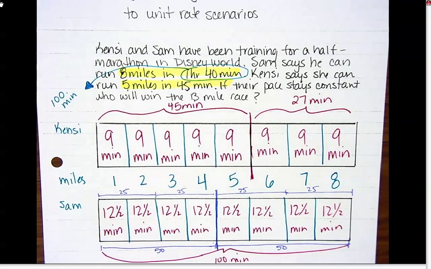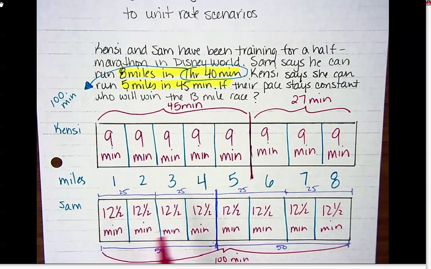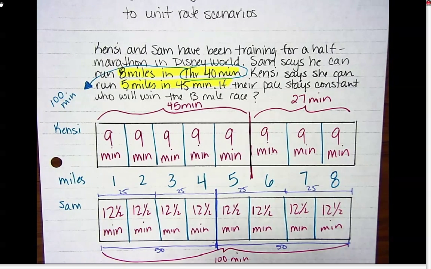Okay, so what I've actually figured out here is the unit rate for this. I found out that Kenzie goes at 9 minutes per mile, and by breaking these down, I found that Sam goes at 12 and a half minutes per mile. So there's my unit rate for these. Now, 12 and a half minutes, what is that in terms of actual time?